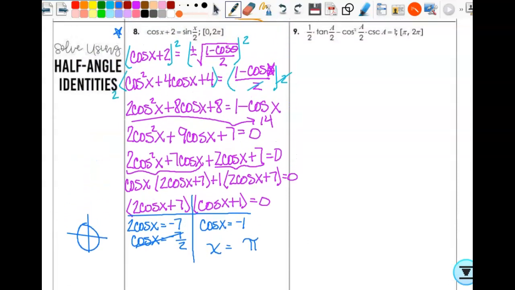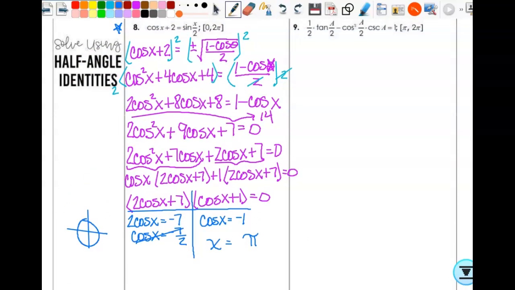So I'm going to go back up here to look at what I'm substituting into here. I'm going to substitute pi into here. What's the cosine of pi? Negative 1. So I'll have negative 1 plus 2 equals, and then sine of pi over 2, what's sine of pi over 2? 1. Is negative 1 plus 2 equal to 1? Yes, it is. So that means that this is my one and only answer here, and I'm done.